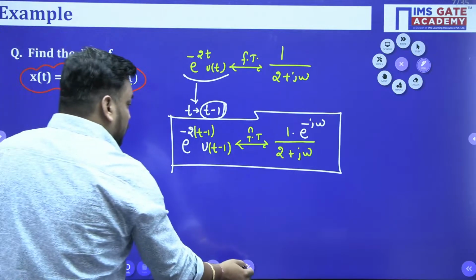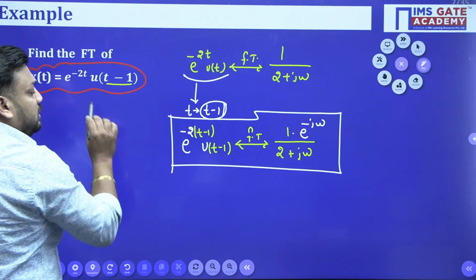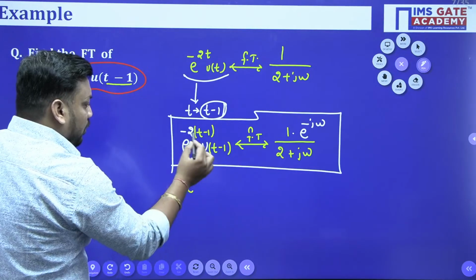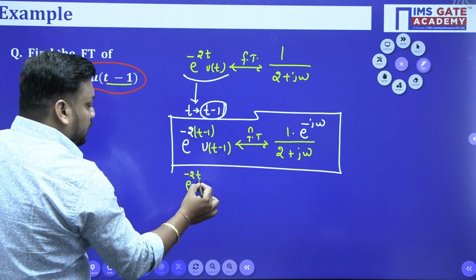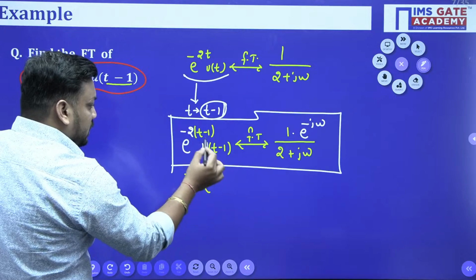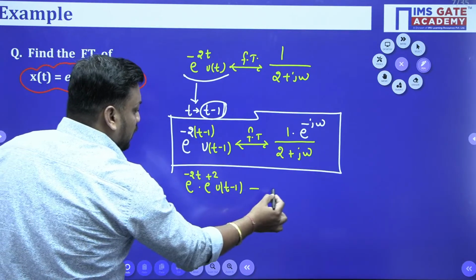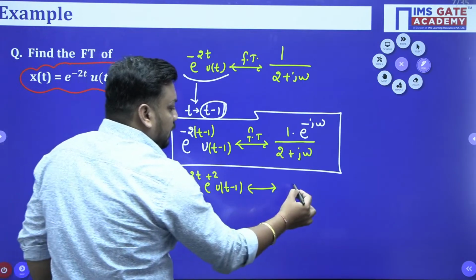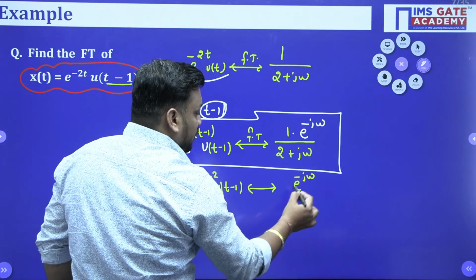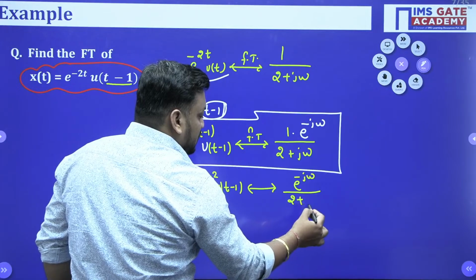Now you will think, sir, the question is not this. What is the question? Now I am just opening the bracket. So e to the power minus 2(t minus 1), that is e to the power minus 2t plus 2, and u of t minus 1, has Fourier transform e to the power minus j omega upon 2 plus j omega.